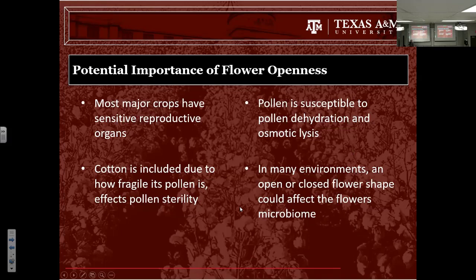So diving into what some potential importance of flower openness would be. A lot of major crops have sensitive reproductive organs, cotton being one of them, and because the pollen is considered pretty fragile, that's why we're also looking into the effects of pollen sterility. Pollen is susceptible to dehydration and osmotic lysis, which, if you've ever seen it under a microscope, is pretty cool because once the pollen sacs interact with water, within a few seconds, they burst. In many environments, an open or closed flower shape could affect the flower's microbiome.